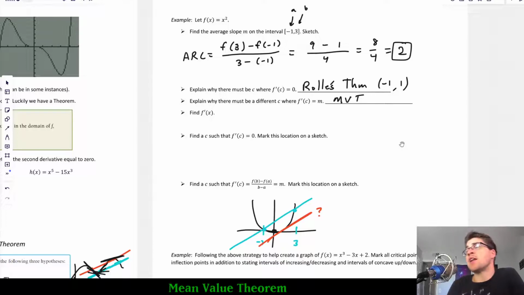Sometimes I've seen people just write MVT as a shorthand for mean value theorem between negative 1 and 3, because we know that the slope of the secant line between negative 1 and 3 is 2. The mean value theorem says there is a different position C, which is what I've drawn here, that has a slope of 2. But we don't know what C is yet. But if we take a derivative, we can solve it.